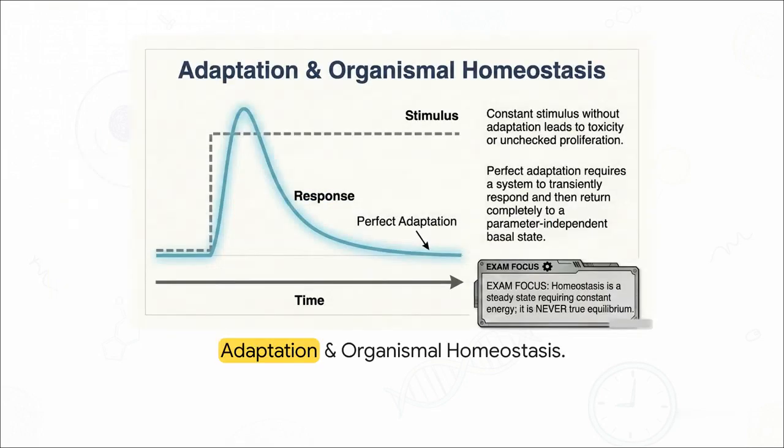So what happens when that strong signal hits? Well, for a system to achieve what we call perfect adaptation, it has to transiently spike its response, like that sharp peak you see right here, and then drop all the way back down to its exact parameter-independent baseline state, even if the stimulus is still hammering away. If it doesn't adapt and just stays spiked, that constant activation is a one-way ticket to toxicity or unchecked cell proliferation.